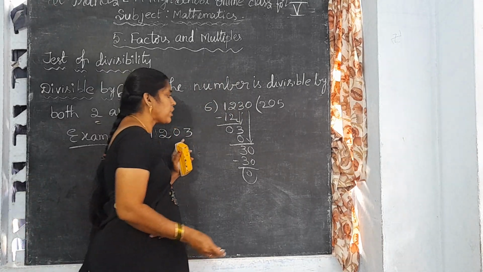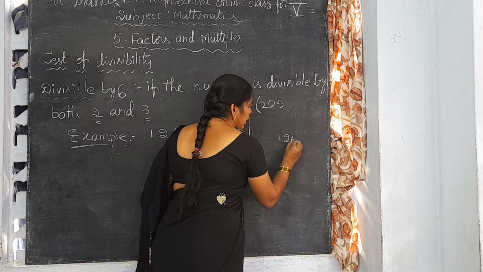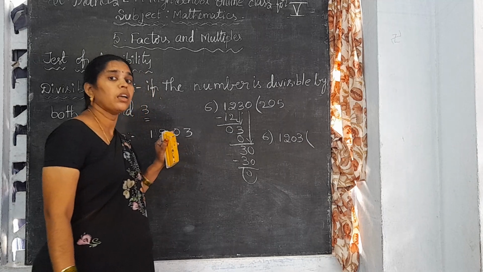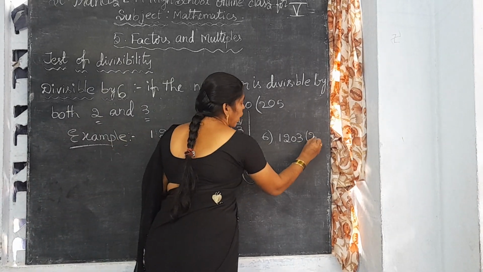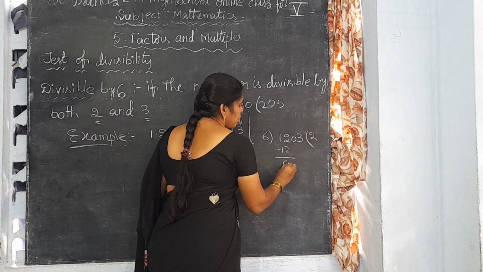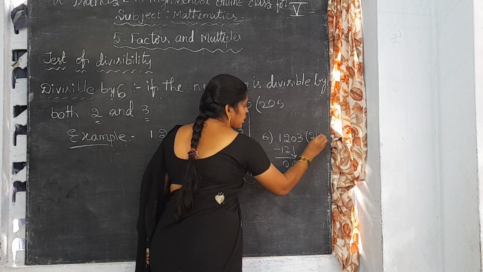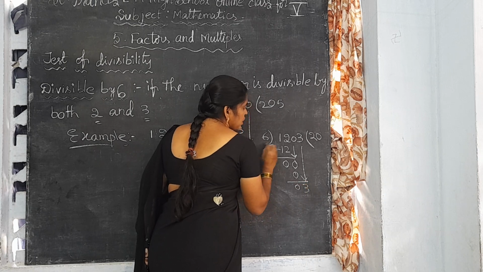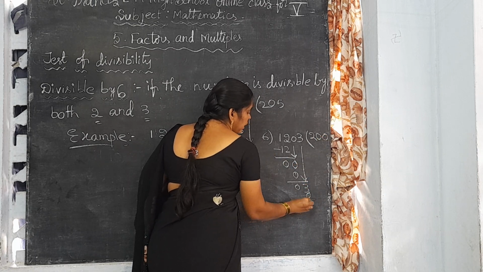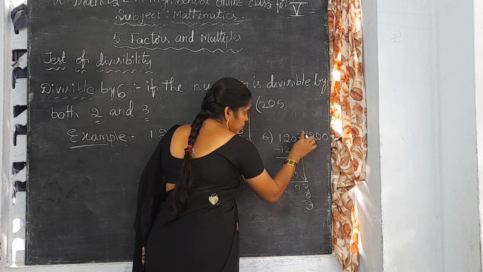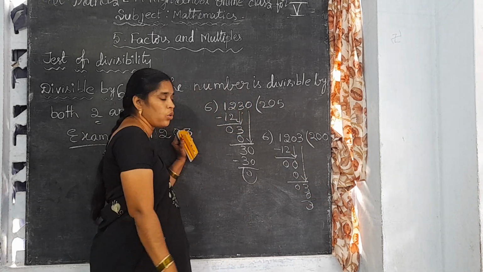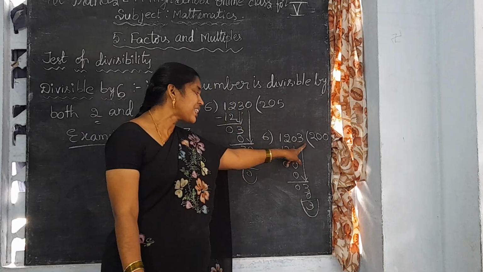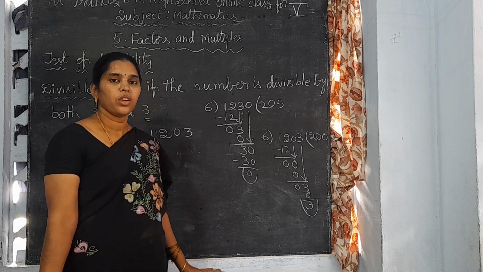And another number I take: 1203. Again I am going to divide by 6. 6 twos are 12. Remainder is 0. Now you bring down this 0. 6 zeros are 0. Now you bring down this 3. 6 zeros are 0. Remainder is 3. Is there anything to bring down? No. So what is the remainder? 3. So 1203 is not divisible by 6. Do you understand?